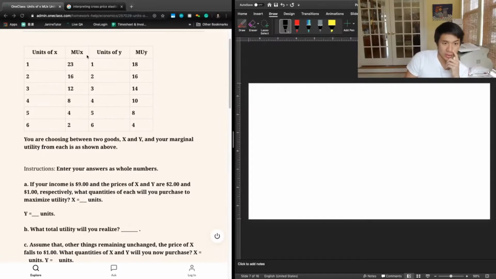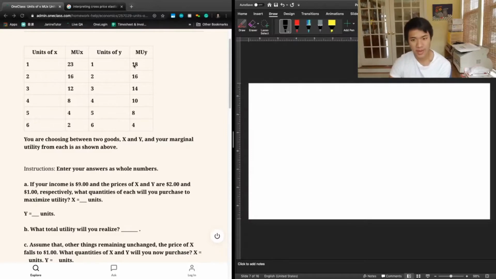So we're given this question here. We have units of X, we have marginal utility for each unit of X, units of Y and marginal utility of units of Y. Now remember, because there's a price difference between X and Y, we need to be able to compare this in an apples to apples way. And to do that, we need to do marginal utility per dollar. If the price of X is $2 and the price of Y is $1, we simply divide marginal utility by price. For Y, that means it stays the same, right? Because it's already $1. So 18 divided by 1 is going to be 18, 16 divided by 1 is going to be 16, and so on and so forth.